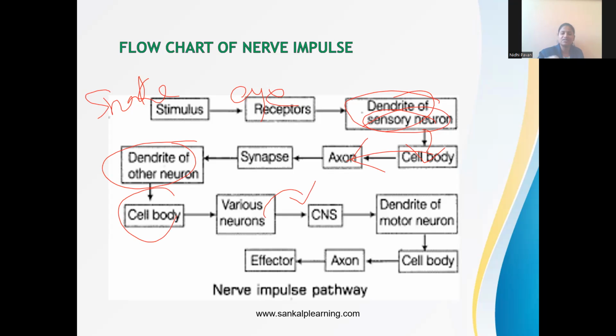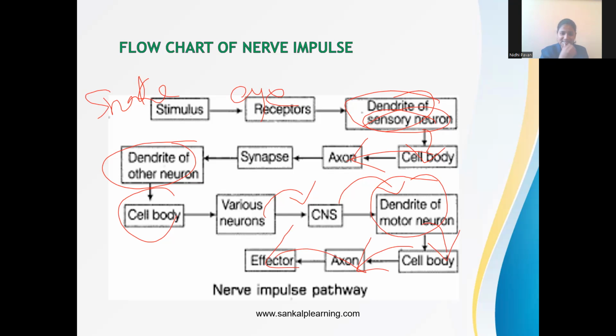From the central nervous system, it passes to the dendrite of the motor neuron. What does that mean? Motor neurons are the ones which pass the signal not to the brain but from the brain to the environment, to the effectors. So the dendrite of the motor neuron will take that signal and pass it to the cell body, then the axon, and then from the axon it passes to the effector.